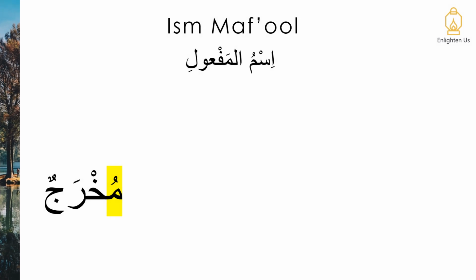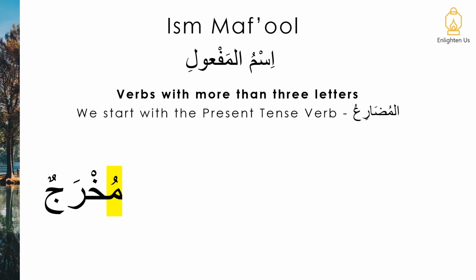Let's have a look at the other examples. So this is where things get a little bit interesting, and you'll see why. So we've got a different process for verbs with more than 3 letters. Like the Ism al-Fa'il, for Ism Maf'ool, again, we start with the present tense verb. We start with the mudari'. But before we do that, let's be sure that this verb has more than 3 letters. So like I said before, we take it back to the past tense. So yukhriju, akhraja. And what you'll notice, this has 4 letters. So we need to use this method to derive our Ism Maf'ool.